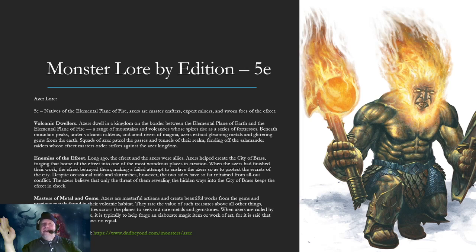Or, on the other hand, if it's an antagonist, they may have Azer slaves that they enslaved on the elemental plane of fire. And as the adventurers go poking around, hey, why are these beings with their hair on fire? Literally, their hair on fire. Why are they in cages and in shackles? Well, let's go talk to them. So you could really play with a lot of things if you're a DM if you want to put these in an adventure.